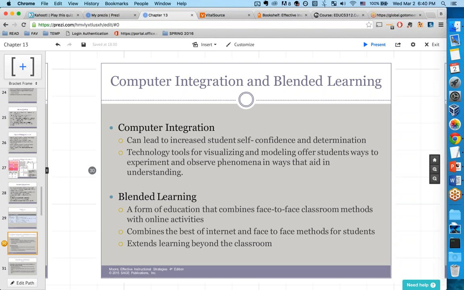efficient for our purpose. Blended learning is probably a term that you already heard before. This is basically a combination of face-to-face classroom time with online activities. So a lot of schools I know are using Edmodo or similar course management systems designed for education. So if you have a face-to-face classroom, you may have a website where students can submit their work or can learn about your assignments. This would be a good example of blended learning. So this combines the best of internet and face-to-face methods for students. And the purpose is to extend learning beyond the classroom.